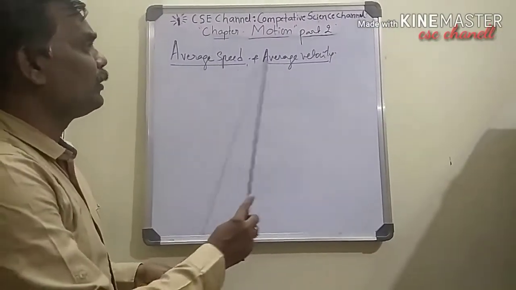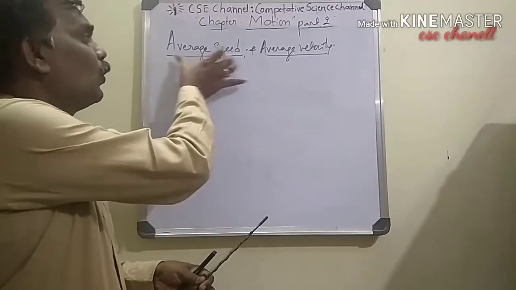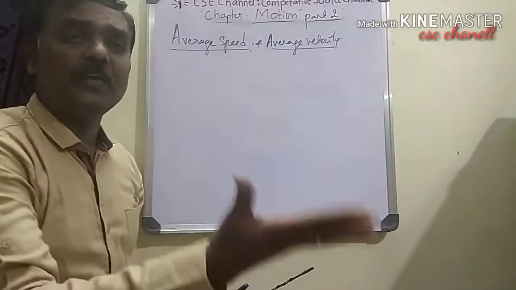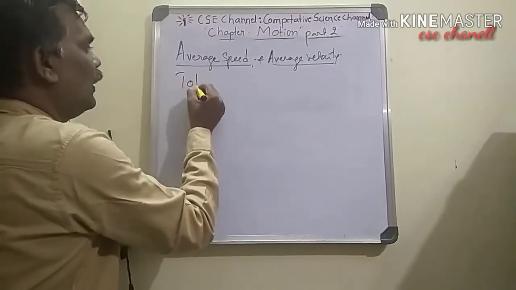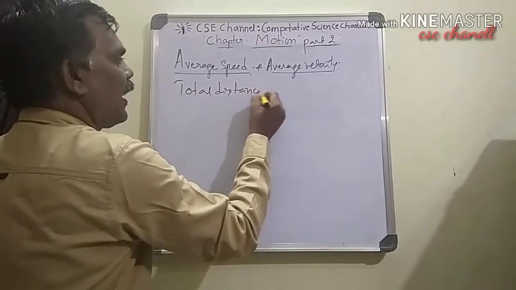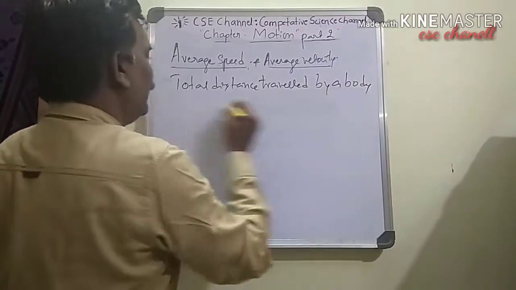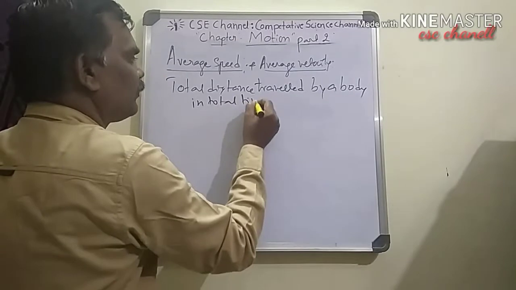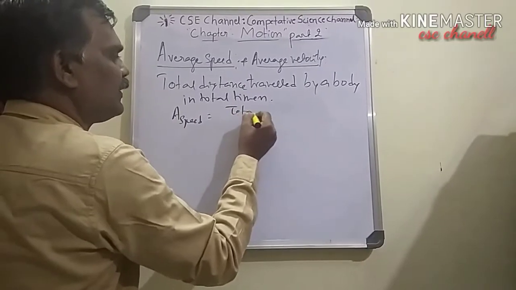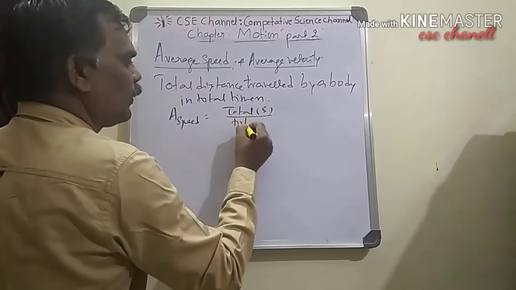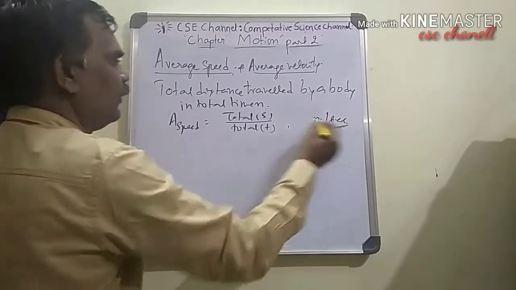Now we come to average speed and average velocity. Actually in higher classes the questions will arise only on average speed and average velocity, not on speed and velocity. Now come to the definition. Average speed means total distance traveled by a body in total time taken. That is, average speed is equal to total distance divided by total time taken. The SI unit is the same, meter per second.